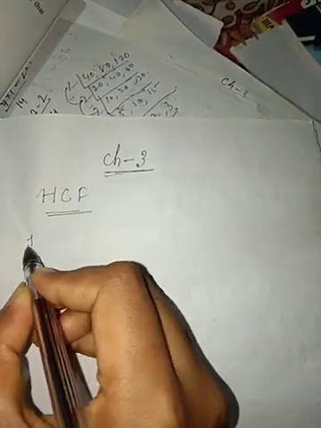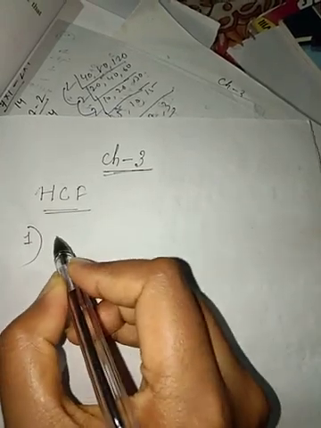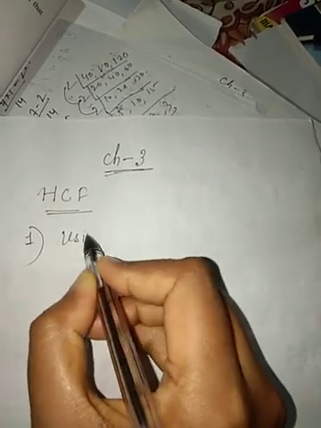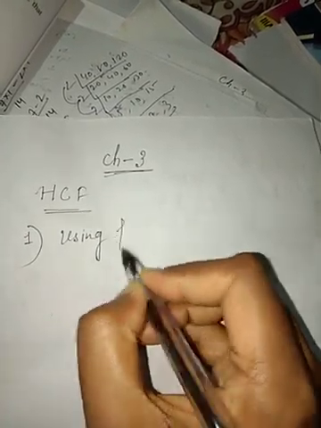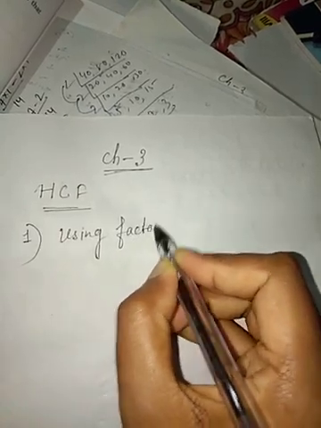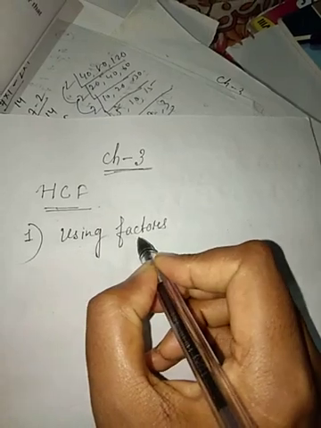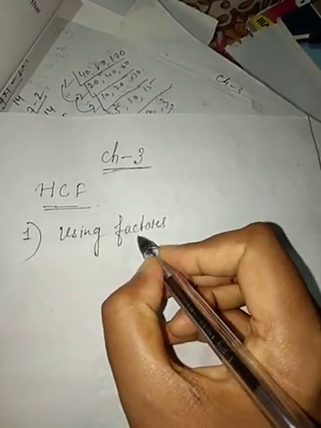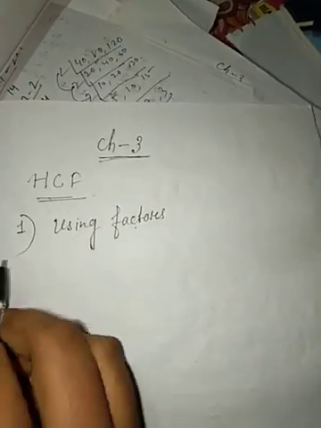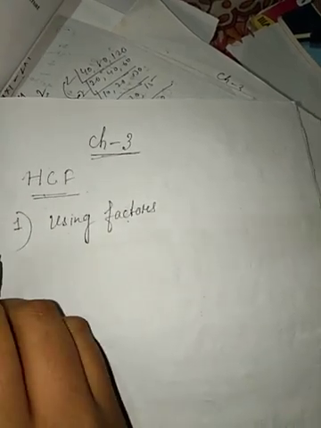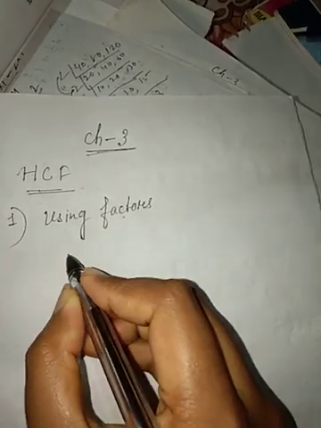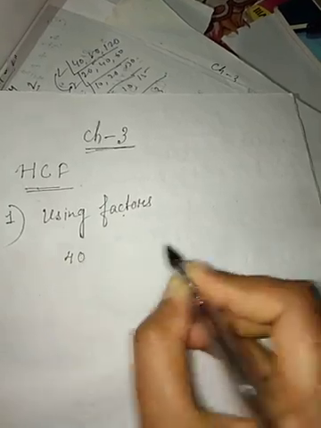First, I will show the first method, which is using factors. How do you find HCF by using factors? For this, I take two numbers, say 40 and 50.